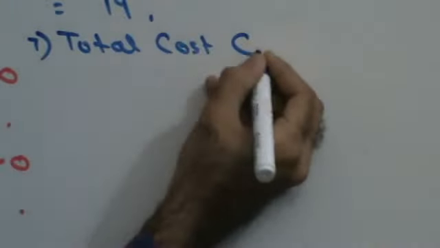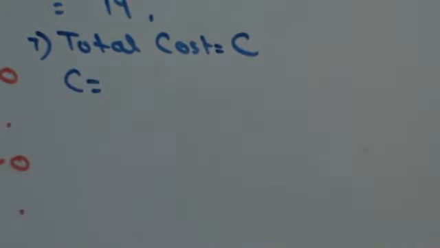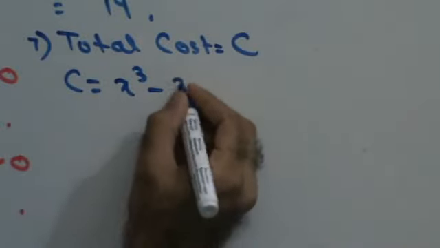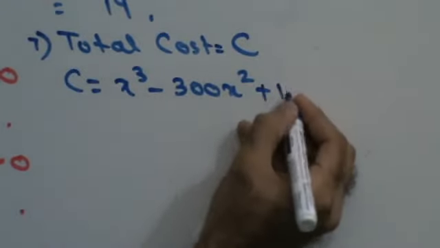The total cost C for producing x items is given by x cube minus 300x square plus 12x.